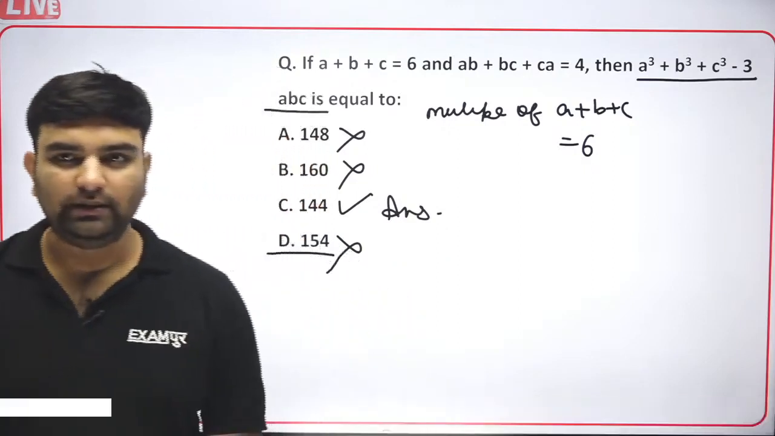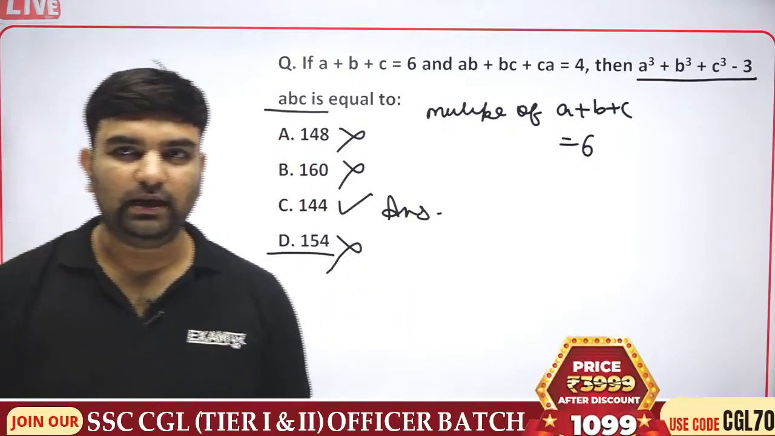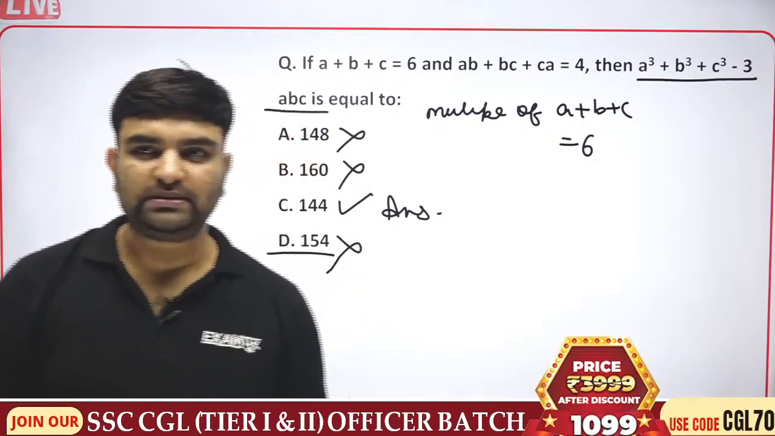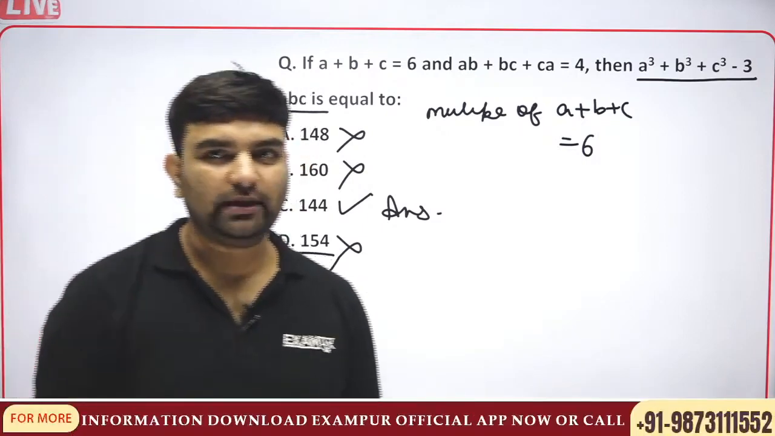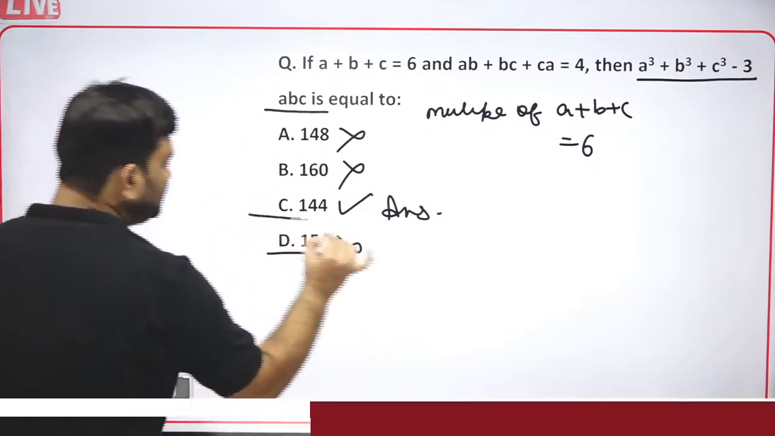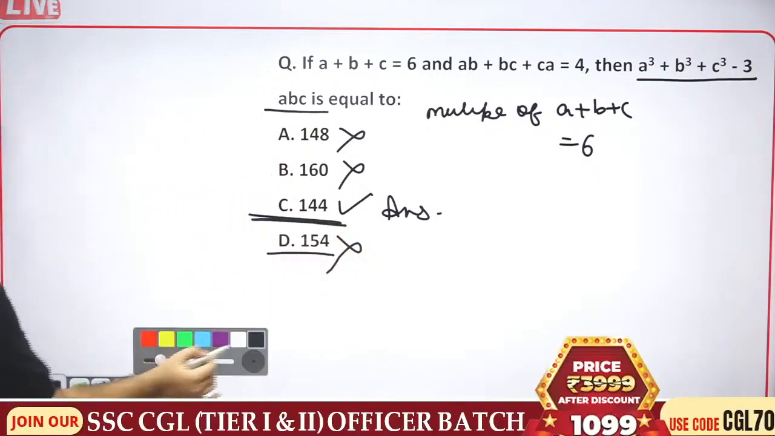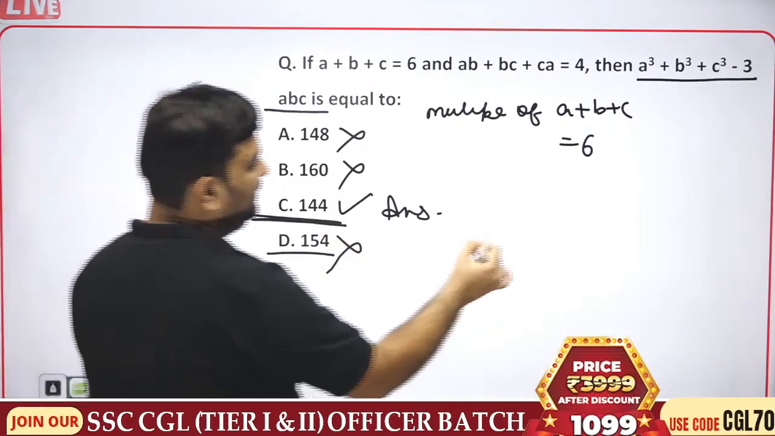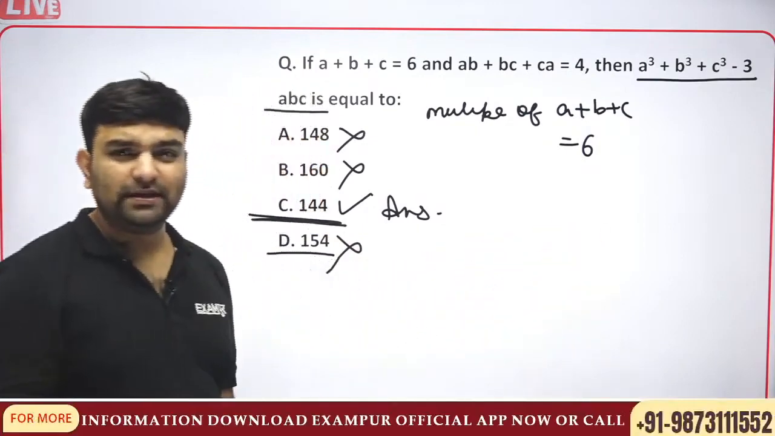In calculating a cubed plus b cubed plus c cubed minus 3abc, you should first check the multiple of a plus b plus c, which is 6. Only multiple of a plus b plus c is 144. However, what is the complete way? I'm not discussing it now.